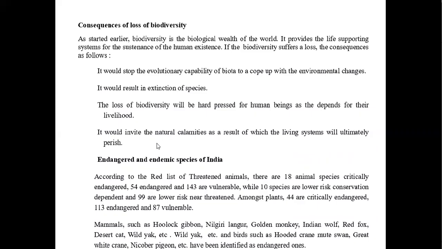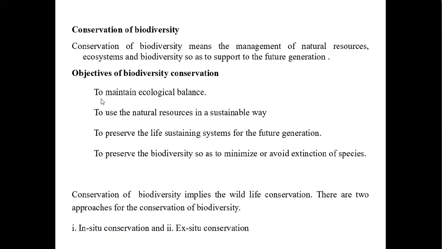It would invite the natural calamities also. And another point, endangered and endemic species. What is endangered and endemic species? The species which are very, very rarely found, which are in danger, are known as endangered species. Species which are going to be extinct are known as endangered species. The list of endangered and extinct species is enlisted in a book. That book is known as Red Data Book.